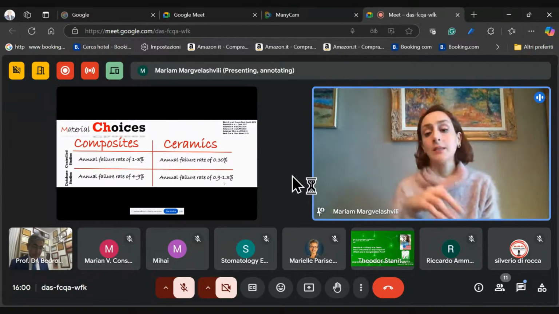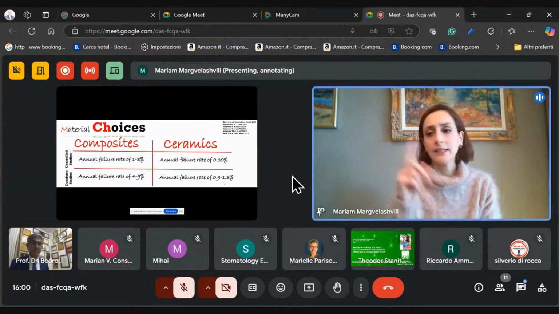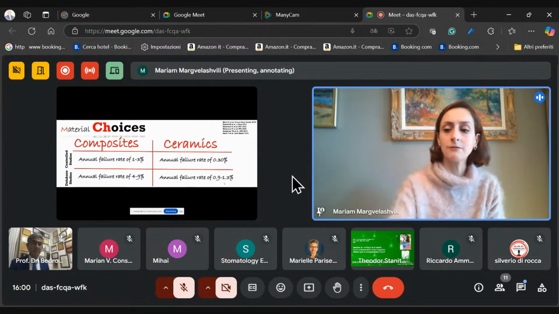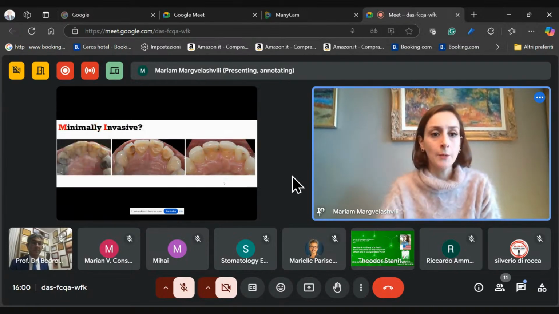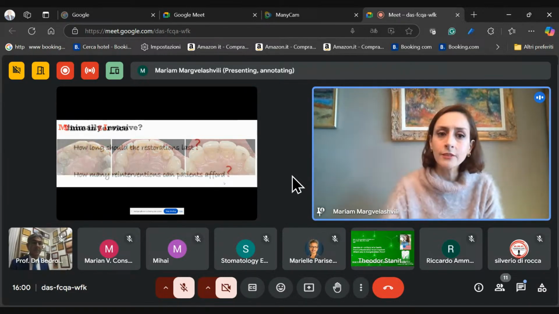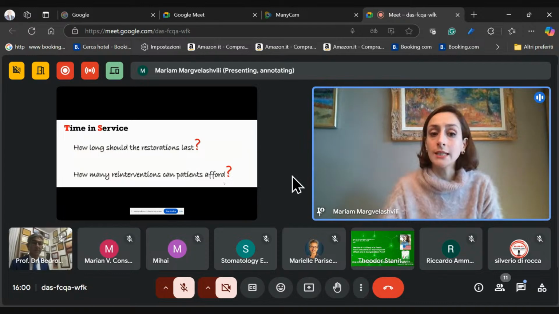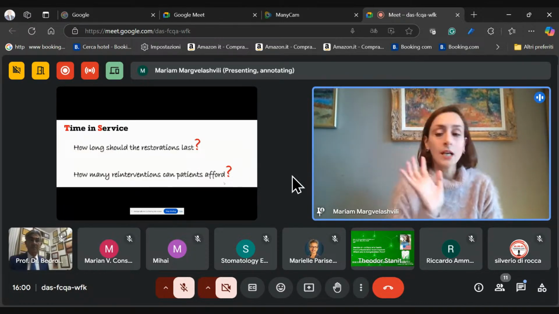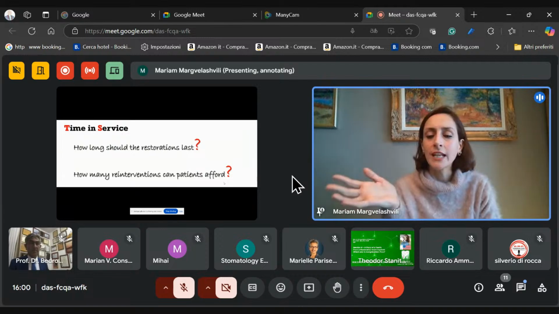So I believe the price, as well as the preparation technique, as well as 1 extra visit, is very well justified by the excellent survival of lithium disilicate. Now, when we look at this, you see all this micro leakage and recurrent decay. Is this truly minimally invasive? How long should the restoration last, and how many reinterventions can the patient afford, both psychologically as well as financially?